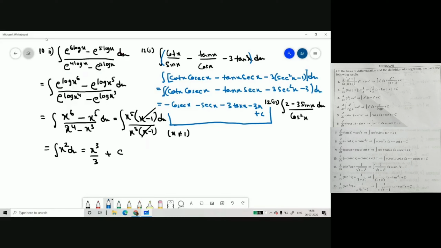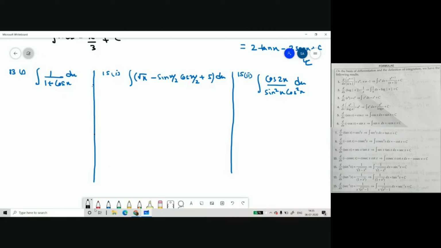Now let us look at 12 part 2. Very easy. Look over here. Integration of (2 minus 3 sin x) by cos square x dx. Now this I can write, see, 2 by cos square x is nothing but 2 sec square x minus 3 sin by cos, which will be tan x sec x. Am I clear or not? dx, which means this will be twice integration of sec square x, which is nothing but tan x, minus thrice tan x sec x, which is sec x, plus c. That's your answer.